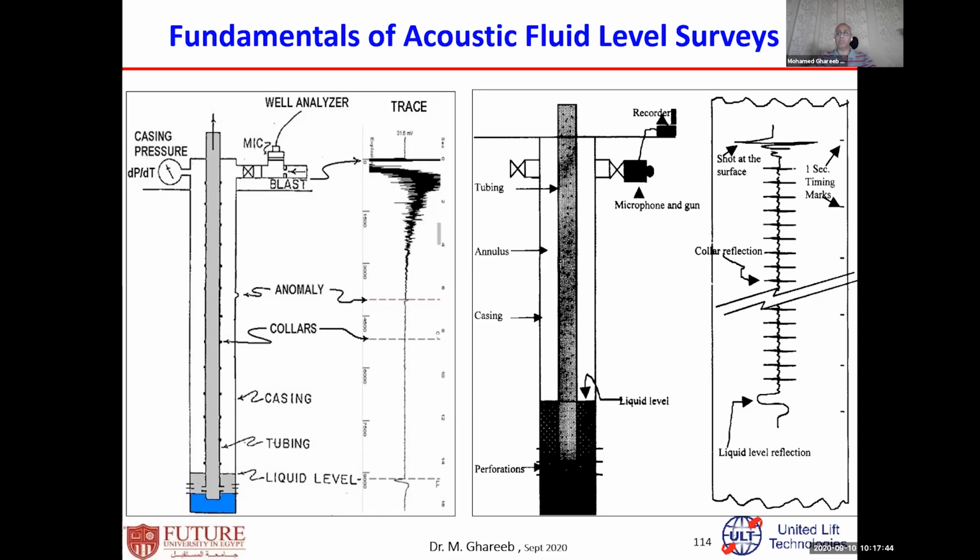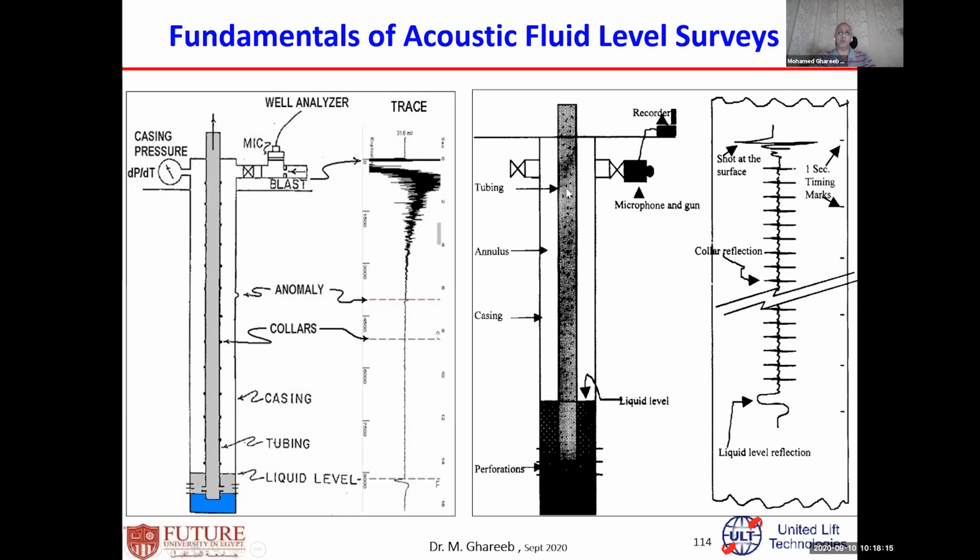What are acoustic well sounding techniques? That means I send some sound in the annular space between the tubing and the casing, and I measure the reflection of the sound. The reflection of the sound measures each anomaly in the well, each change in the area between tubing and casing. It gives me some restriction.